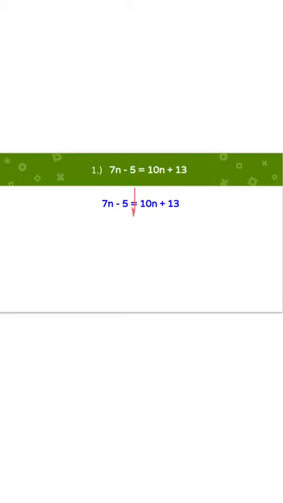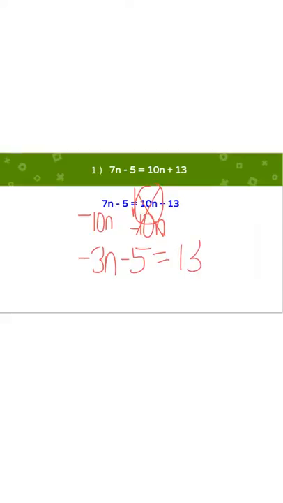Now it's time to get the variable on the left. That means we want to get rid of the variable that's on the right, which is this positive 10n. The inverse operation of a positive 10n is to subtract 10n from both sides. That will cancel out the 10n. That then leaves 7n minus 10n. They're different signs, so you subtract. 10 minus 7 is 3n, and the 10 was the bigger number, so we keep the negative sign. Then we need to bring down everything. We have a minus 5, an equals, and the positive 13.